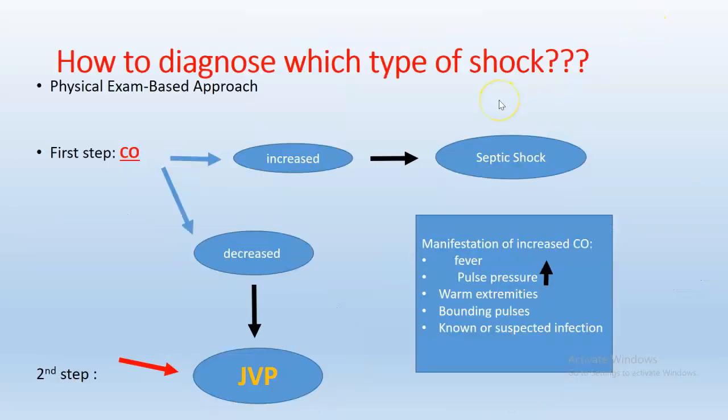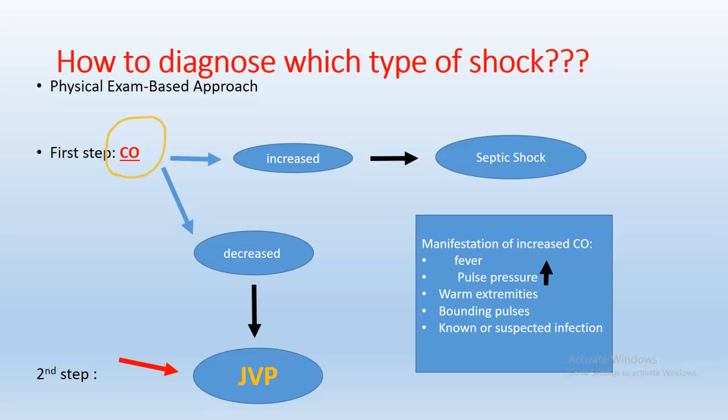So let us start the physical exam based approach toward shock. How can we diagnose shock on the basis of physical exam approach? So if the patient comes to you with typical vitals and features of shock, so you want to know which type of shock it could be. So first step is asking yourself, what is the cardiac output? The manifestations of cardiac output, it is increased or it is decreased.